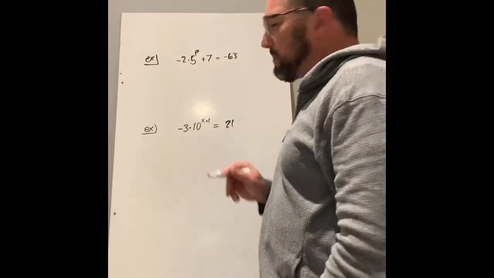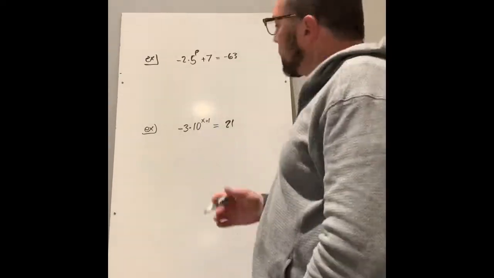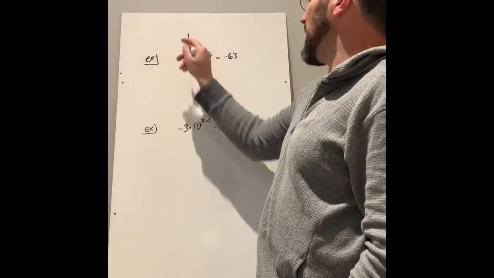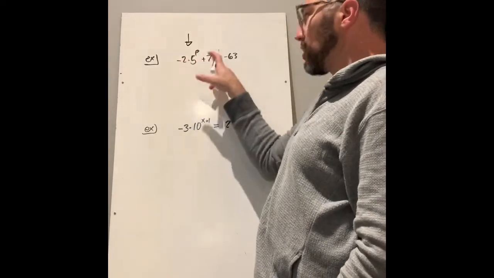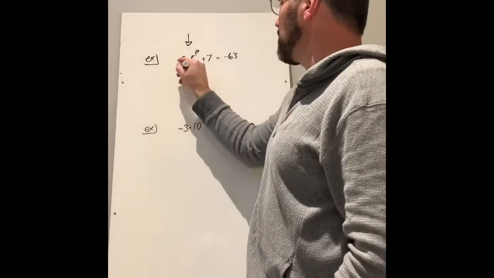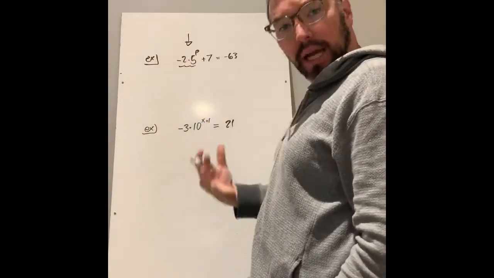All right, two more examples, and then it's all you. So here I have an exponential. I have 5 to the p power, and I want to solve for p, right? And so I need to isolate this exponential. Currently, this exponential itself is being multiplied by -2. And so this whole thing is one term. I need to isolate that.